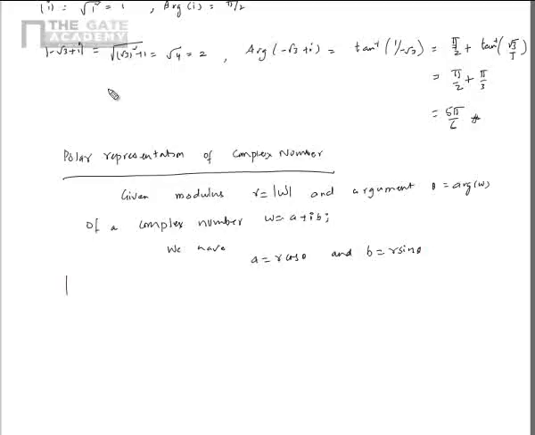If you have something like this, if this represents a plus ib, and this is theta, then obviously this is r cos theta and this is r sin theta. So this is your real axis and imaginary axis.